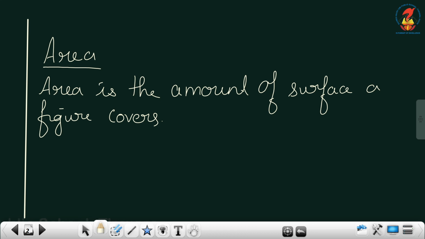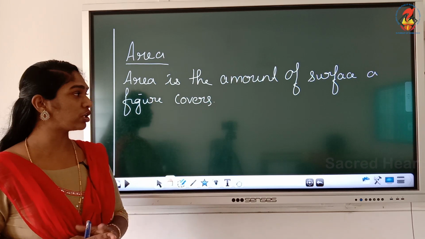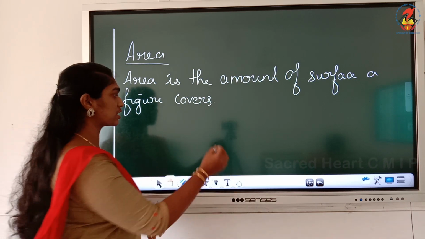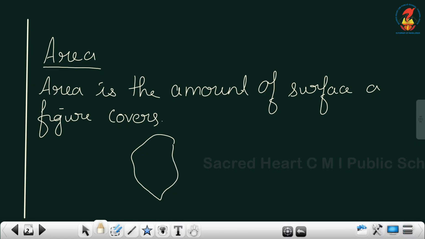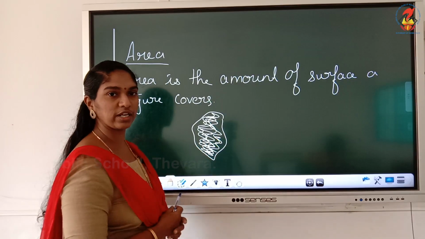Last year you learned what is area. We didn't do any questions based on that. What is area? Area is the amount of surface a figure covers. The same topic is coming in chapter number 3, so I have clubbed both the chapters together. Suppose you have a figure. The portion which is taken up by this figure, the amount of surface the figure covers, is called an area.